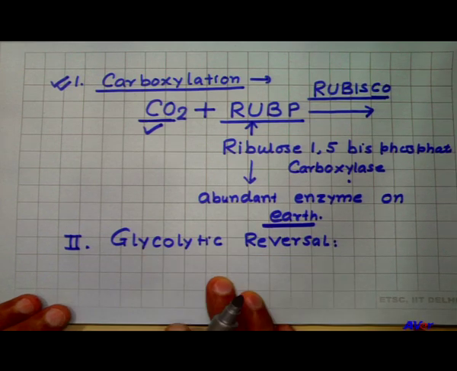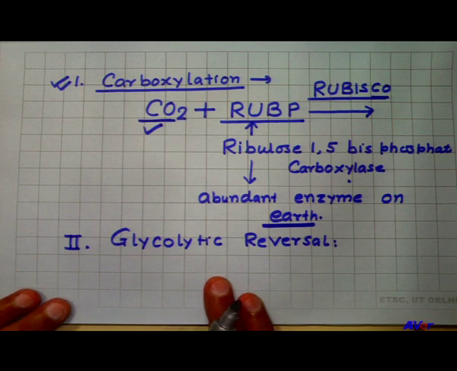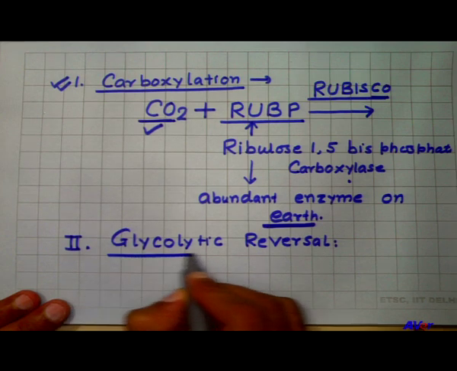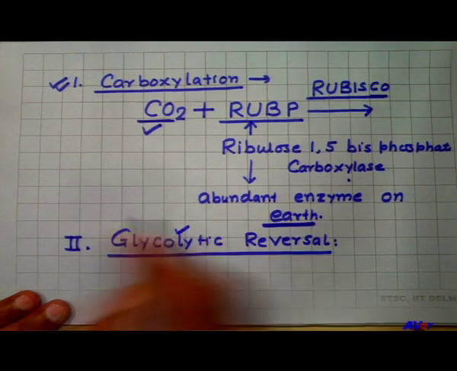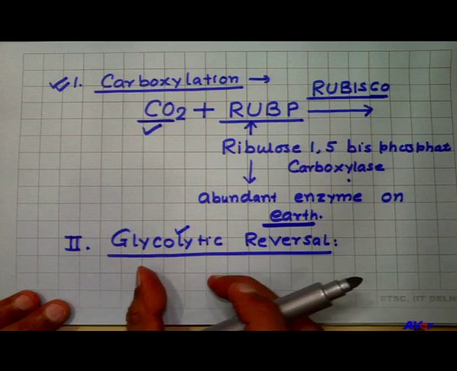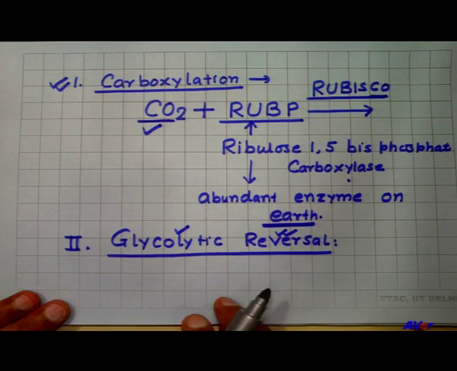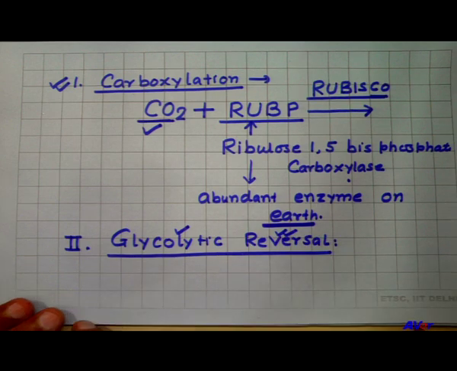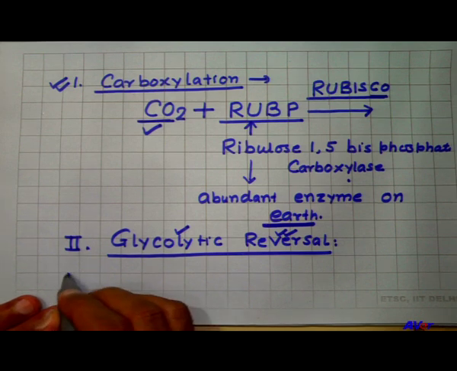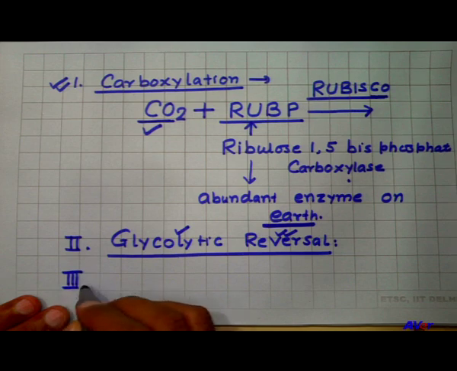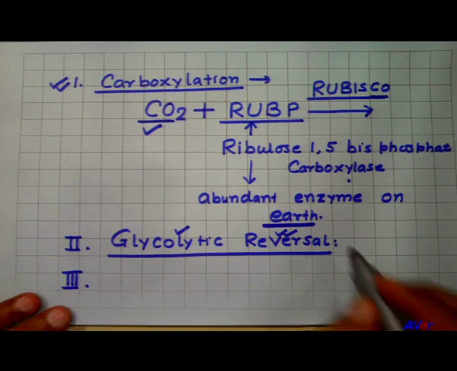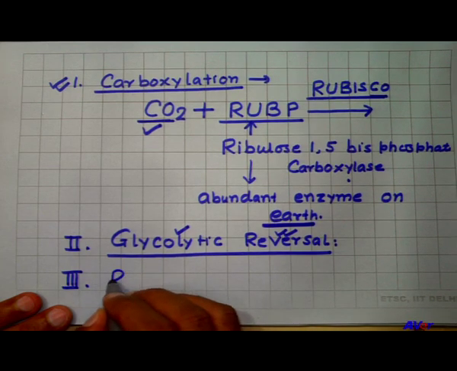We will discuss the glycolytic pathway in respiration, where the glucose molecule is converted into pyruvic acid. Here the name is glycolytic, the same cycle as glycolysis, that is also called the EMP pathway. Here the direction of the glycolytic pathway is reversed in order. So, this is called glycolytic reversal. And the third one, that is the major one, is regeneration of RUBP.